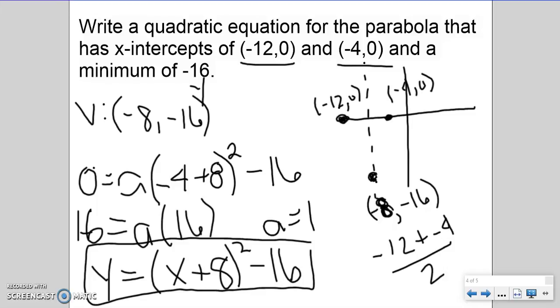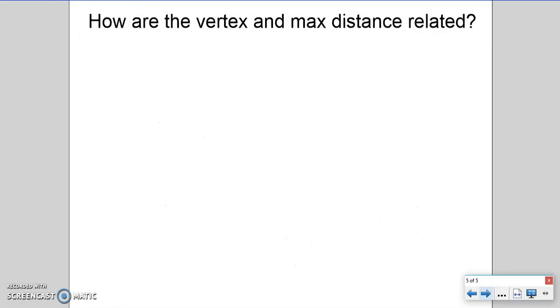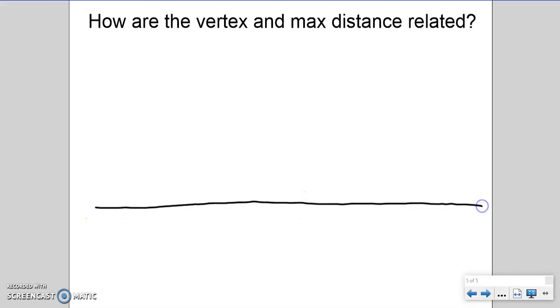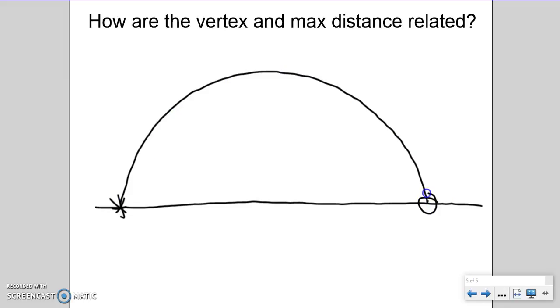And the question that I'm going to leave you with so that we're prepared for catapults tomorrow is figuring out how the vertex and the maximum distance of your catapult are related. So if you think of this as the ground, pretending that I can draw a straight line, here's my catapult. How is this distance to get to the maximum distance and this vertex point? What's the relationship? And that's your mission for class tomorrow.